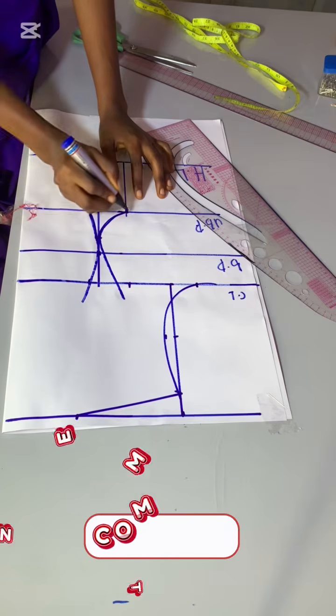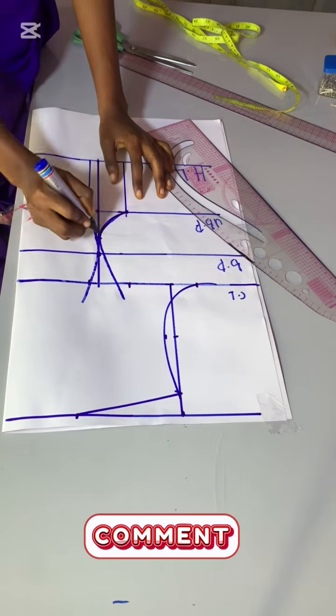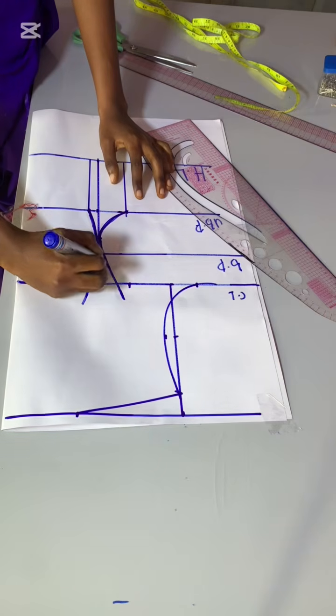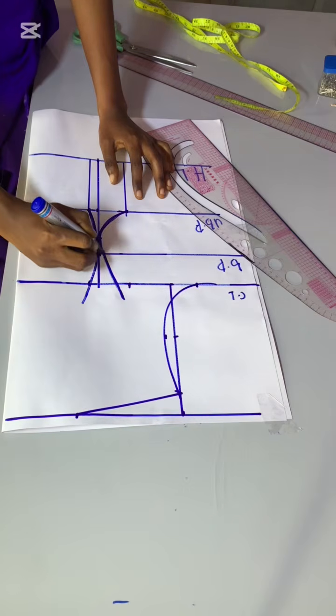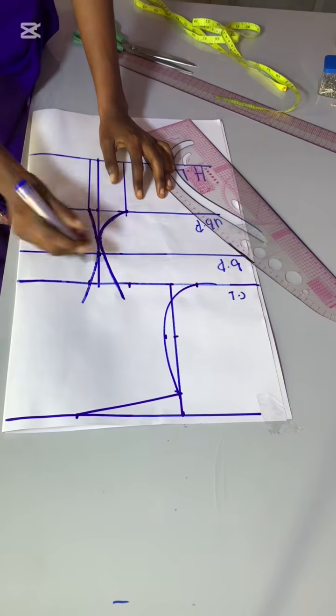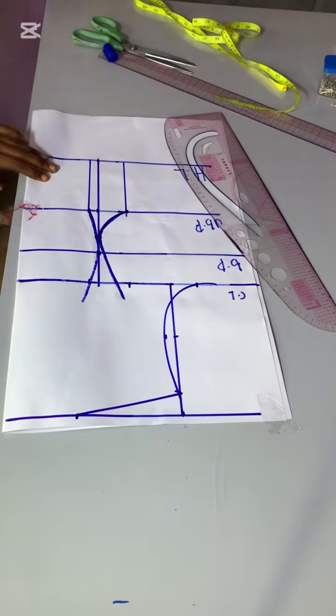So now just watch carefully. You can see the way I'm using my hand to blend it in order to avoid a sharp edge. Do you understand? So if you are making use of a curve ruler, make sure you also use your hand to avoid a sharp edge.